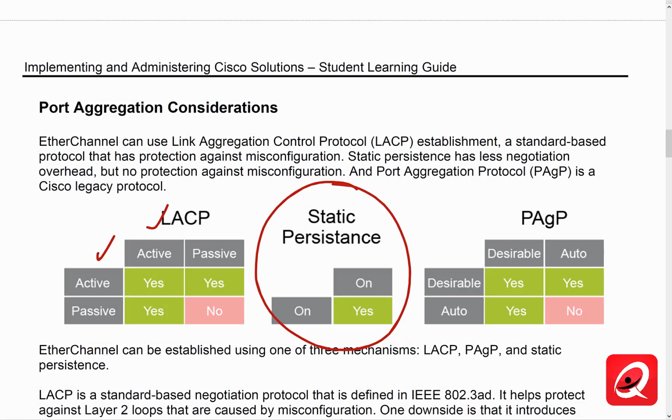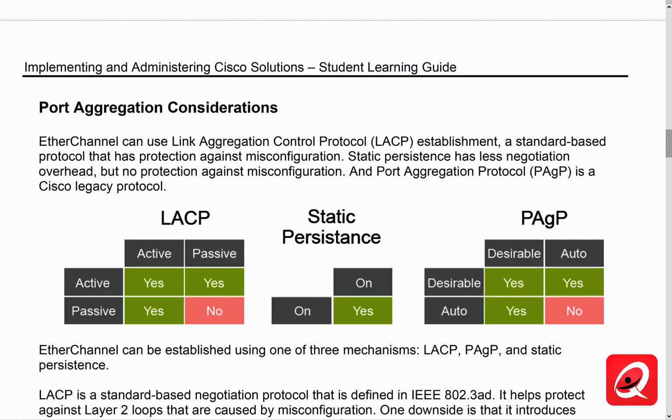Some people like to use static persistence on Cisco devices. We'll just assume that the EtherChannel is functioning, and we'll force the ports to join the EtherChannel group, because sometimes the negotiation of an EtherChannel link doesn't work. We actually see that quite a bit.